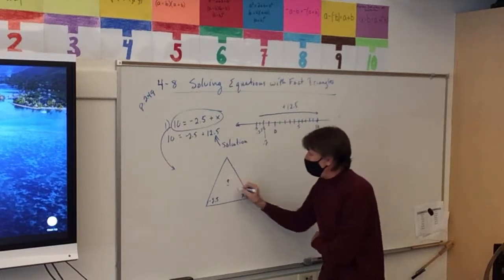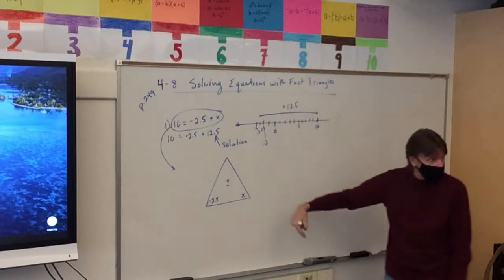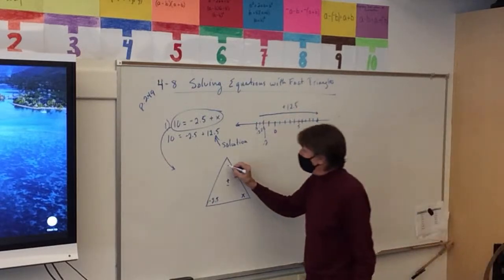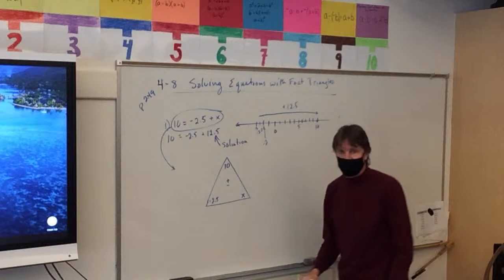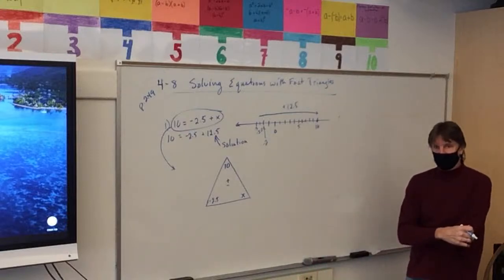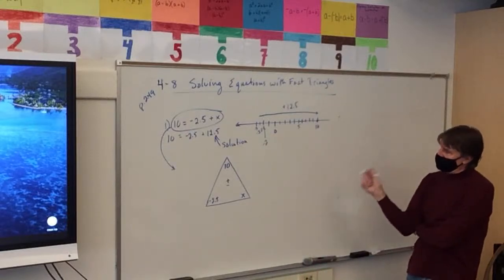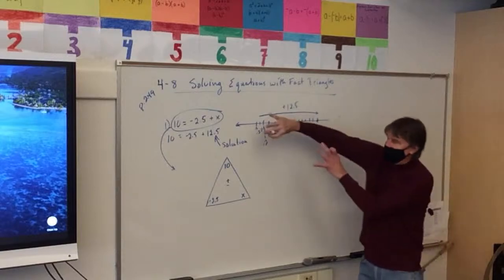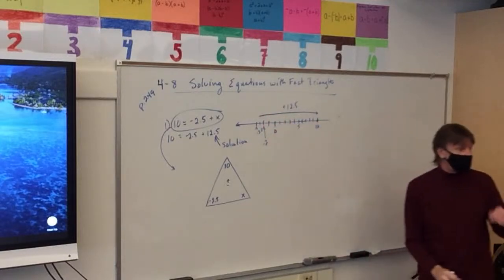And x. This would be adding on the way up, subtracting on the way down. And then that would be a 12. This would be 10 on the top. And then the x would be 12.5. The x would be the 12.5, but let's act like we didn't know that and use the fact triangle to figure it out.